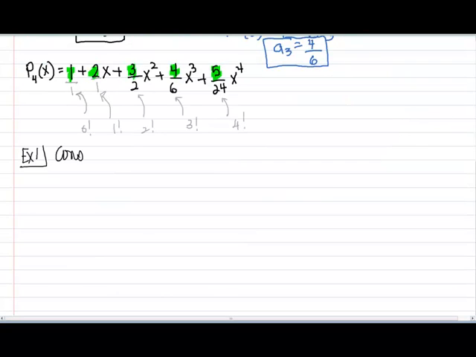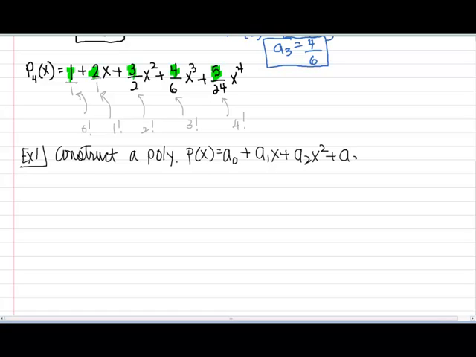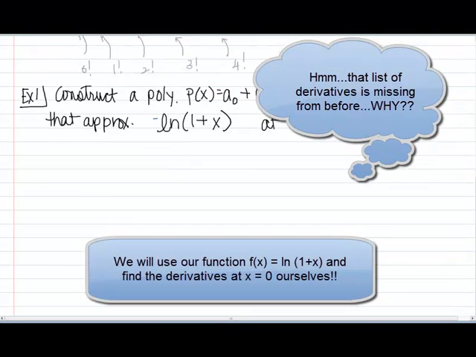I want us to now construct another polynomial, p of x, to match up similarly to this one that we have above. So a sub 0 plus a1x plus a2x squared plus a3x to the third plus a sub 4x to the fourth. But this time, I want it to approximate this function, ln of 1 plus x, at x equals 0. Well, I'm going to call this my function, f of x.